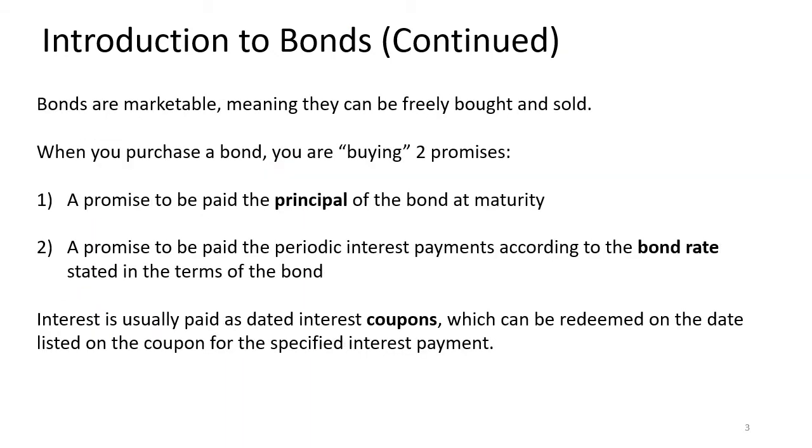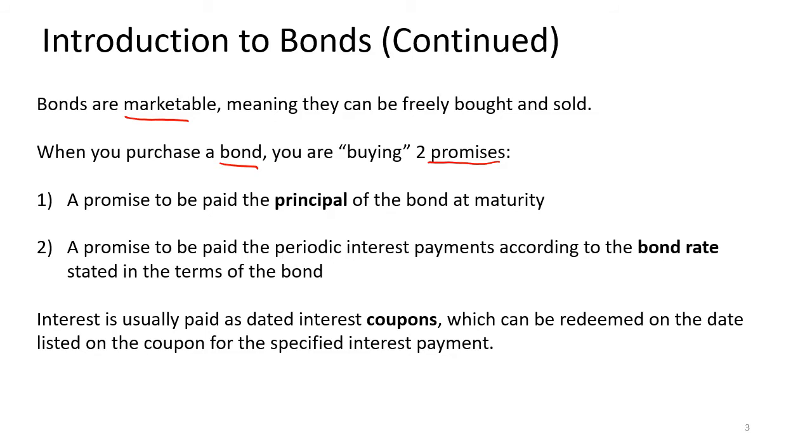Another thing to consider, and I've been talking about this, is buying and selling bonds. They're what's called marketable, meaning they can be freely bought and sold. You can purchase a bond and sell it to someone else, or you can purchase someone else's bond. When you do that, there's several factors that come into play, and we're going to get into that in the next section. But in general, when you purchase a bond, you're technically buying two promises.